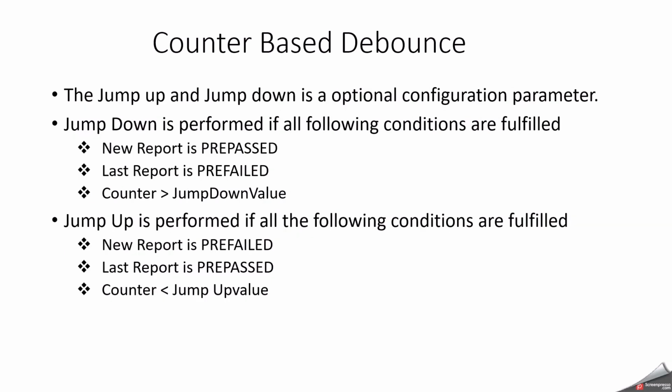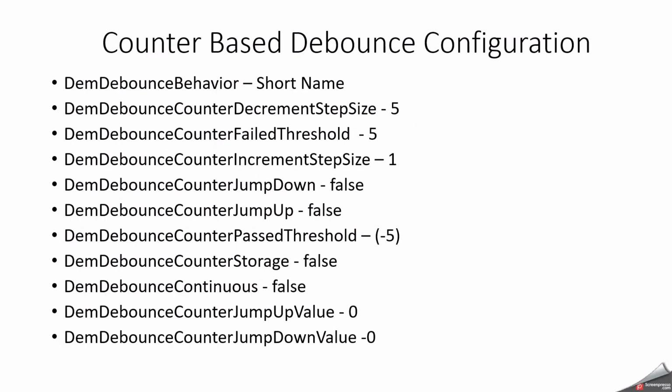There are two additional optional configuration parameters called jump up and jump down. The jump down is performed if this condition is fulfilled: the new report that comes to the DEM is pre-passed, the last report was pre-failed, and at the same time the internal counter value is greater than the jump down value. And if you want to perform jump up, then the new report is pre-failed, the last report is pre-passed, and the counter value is less than the jump up value. But jump up and jump down are optional configuration parameters. Based on the requirement, you can select them.